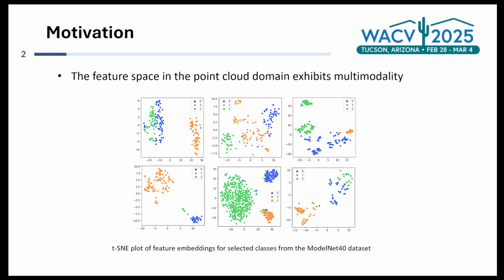So why do we use clustering? Here we're showing some feature embeddings from the ModelNet40 dataset. As you can see, the feature space in the point cloud domain is not unimodal. It actually forms distinct clusters. This probably happens because unlike the image domain, we don't have large datasets with thousands of samples, or let's say super strong backbones to rely on. So in this situation, we want to use clustering to select the most representative samples for each class.